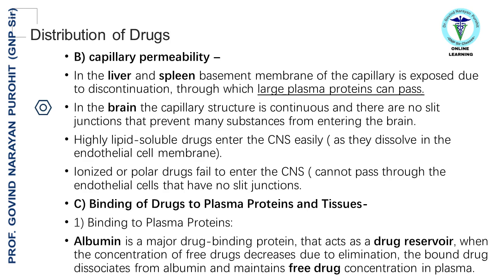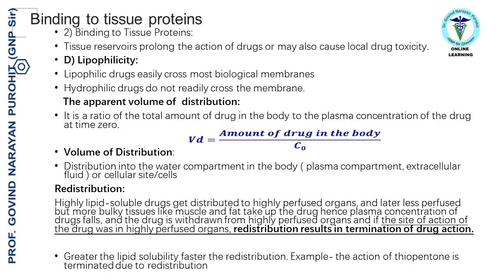C. Binding of drugs to plasma proteins and tissues. 1. Binding to plasma proteins. Albumin is a major drug-binding protein that acts as a drug reservoir. When the concentration of free drug decreases due to elimination, the bound drug dissociates from albumin and maintains free drug concentration in plasma. 2. Binding to tissue proteins. Tissue reservoirs prolong the action of drugs or may also cause local drug toxicity.